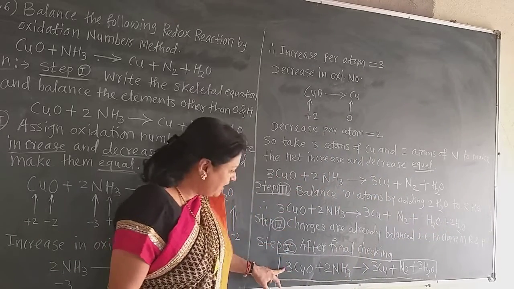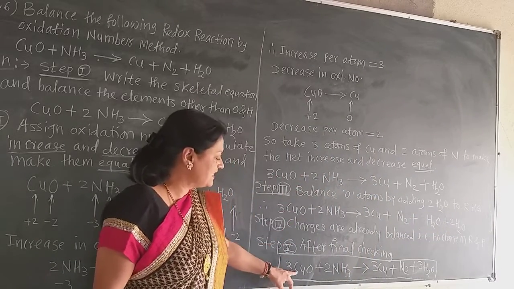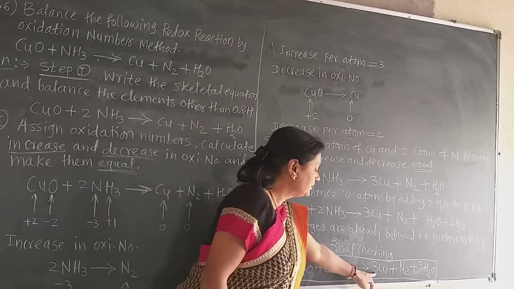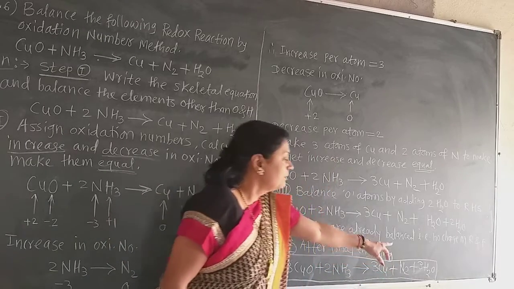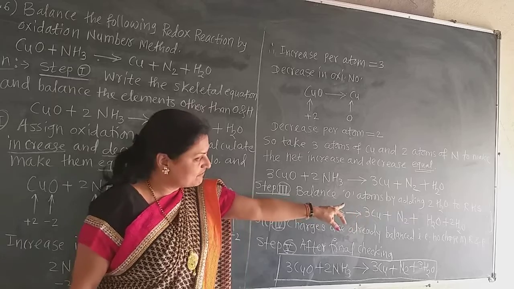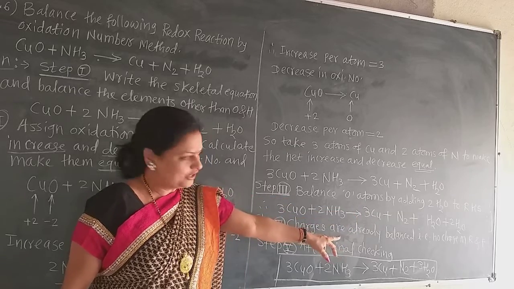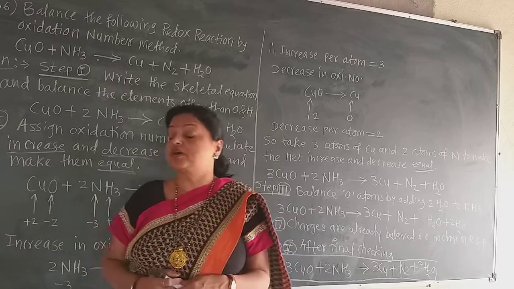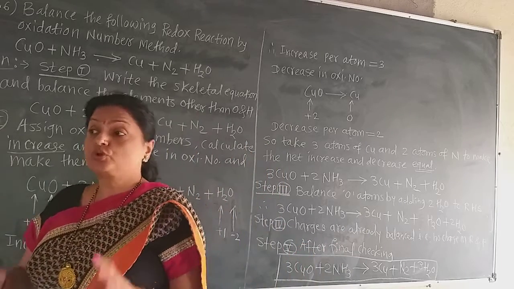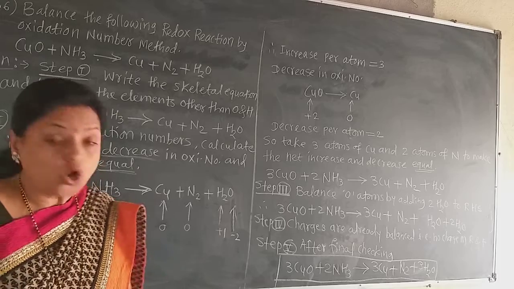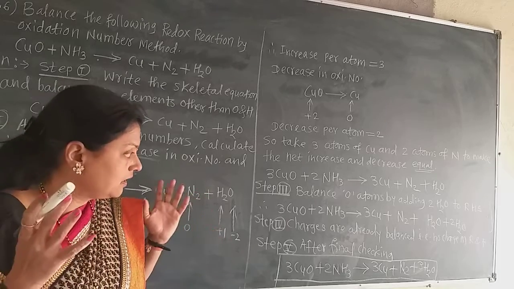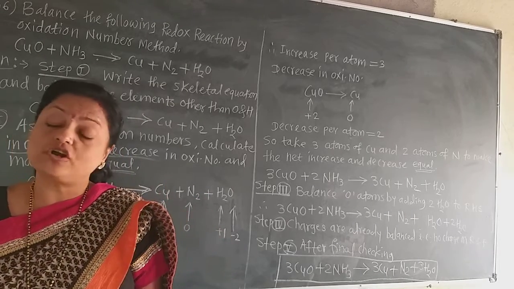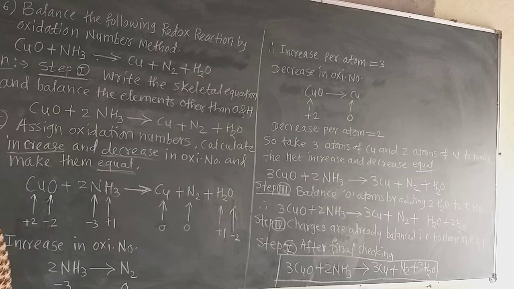So write down again this equation as 3 CuO plus 2 NH3 gives 3 Cu plus N2 plus 2 plus 1 water molecule becomes 3 water molecules, 3 H2O, and write the equation again in a box. These are the 5 steps through which you have to go to obtain a final balanced redox equation. And let us see another example about that.